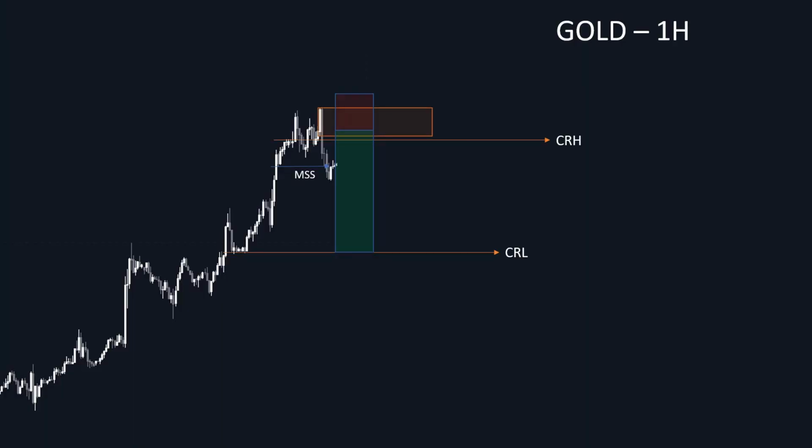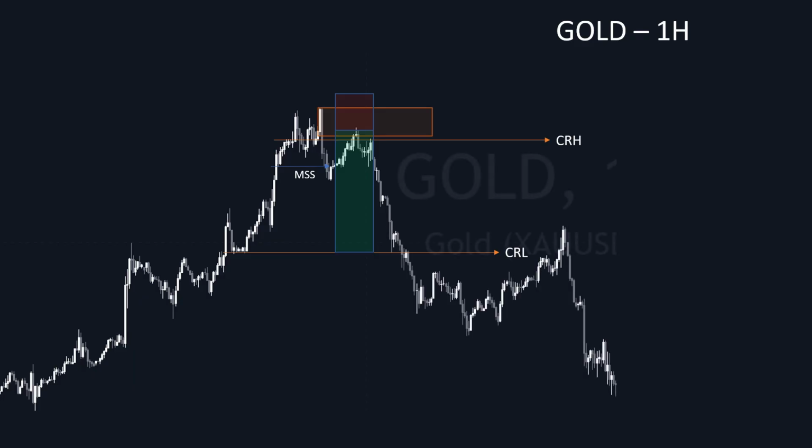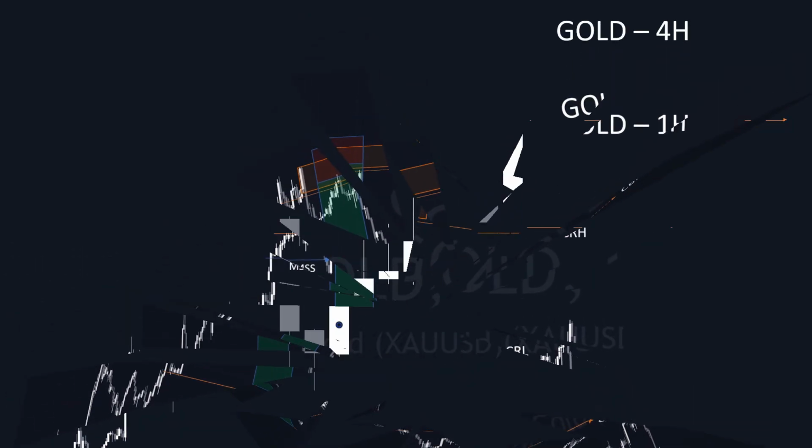Lastly, remember that CRT is about precision and patience. Sometimes you might miss a trade rather than lose one. That's okay. It's about quality setups. Let's take a look at another example.